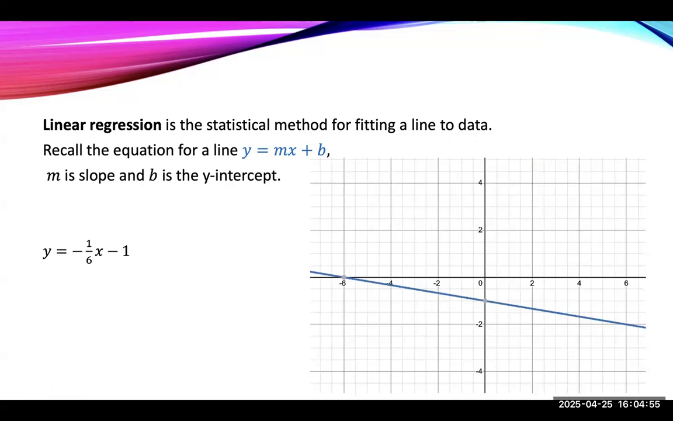Let's do one more. The equation of this graph on the right is negative 1/6 x minus 1. So notice that we cross the y-axis at negative 1, and the slope is negative 1 over 6. The slope is negative, and so we can go up 1 and to the left 6, or from the y-intercept, we can go down 1 and to the right 6.